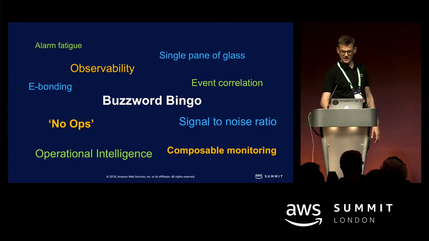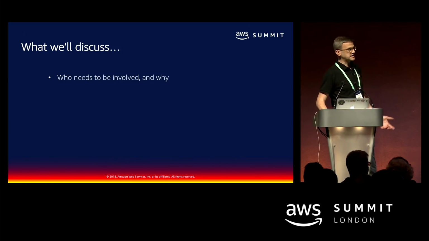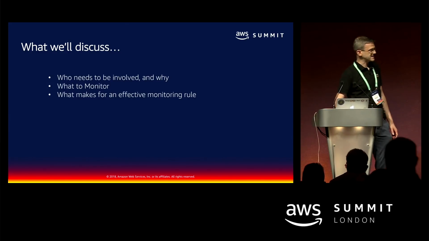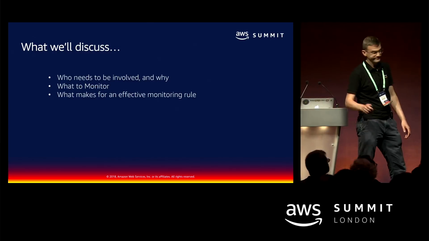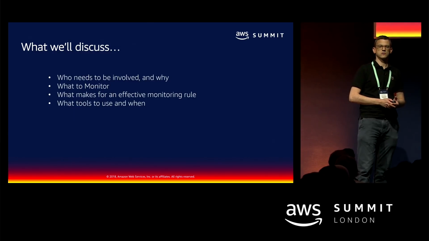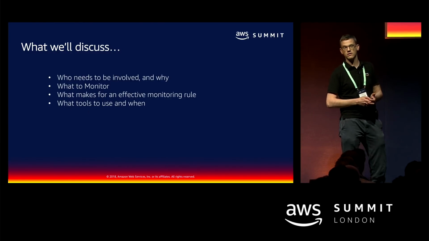So what we're going to learn today is who needs to be involved in monitoring, so the humans; what you should be monitoring, things to think about, and maybe what you should not be monitoring; what makes an effective rule in monitoring; and what tools you should use. Everybody likes tools, so we wouldn't necessarily encourage you to start with tools, but we will talk to you about some of those that are available.